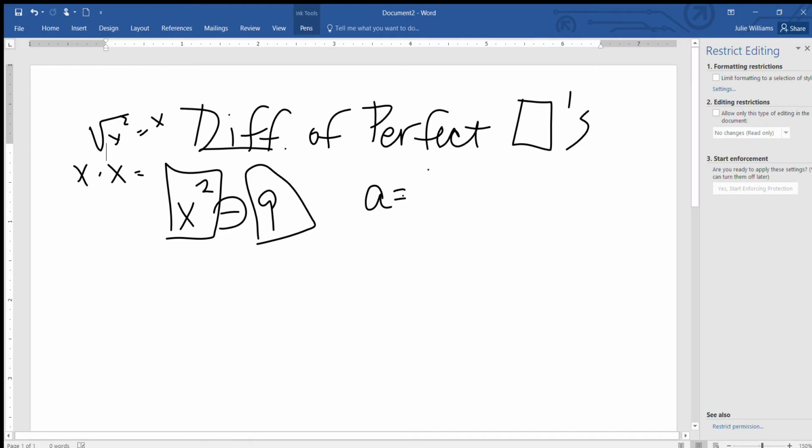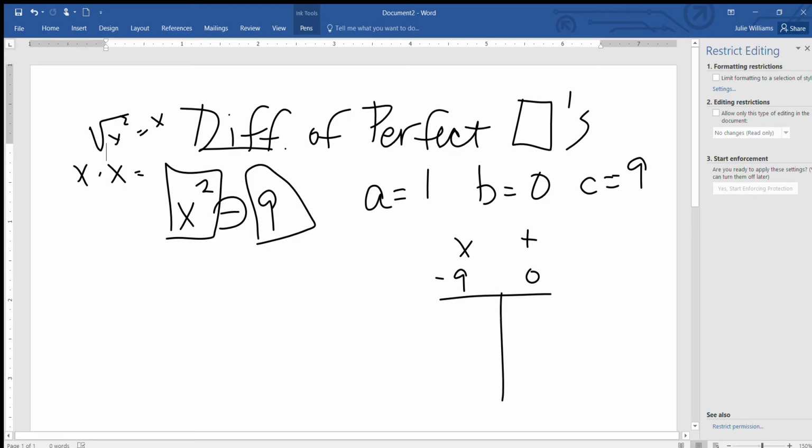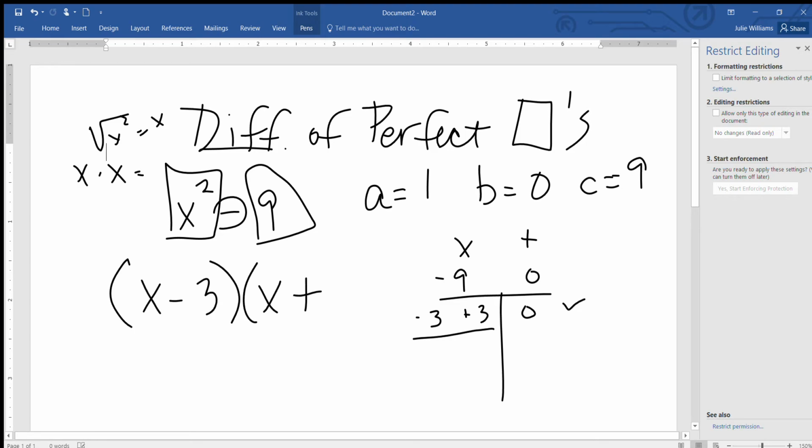So we'll identify that a is 1, b is 0, and c is 9. Actually, it's negative 9, isn't it? When a is equal to 1, we have to find factors of c that have a sum of b, in this case 0. So factors of negative 9 that have a sum of 0: negative 3 and positive 3. They have a product of negative 9 and a sum of 0. And so it factors like this: x subtract 3, x plus 3. That is the difference of perfect squares.